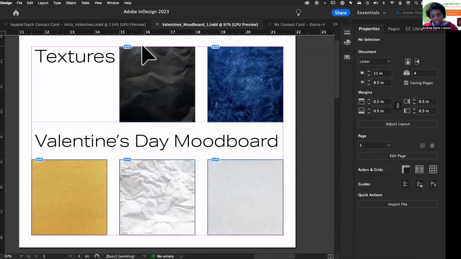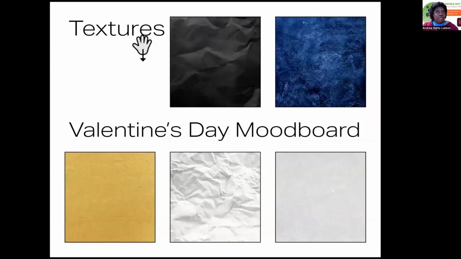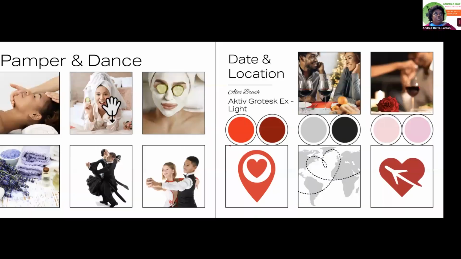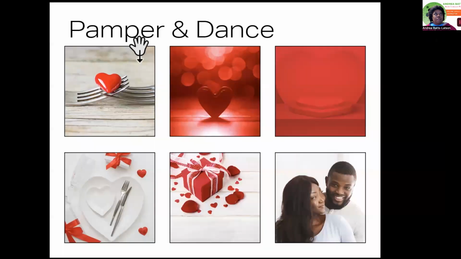Okay, so I'm going to hit Shift W. And so this is our mood board. So we have our textures that we want to use. We have our pamper and dance category of photos. We have our date and location that we want to use, our colors that we want to use, and we have our pamper and dance area of photos and stuff that we want to use.